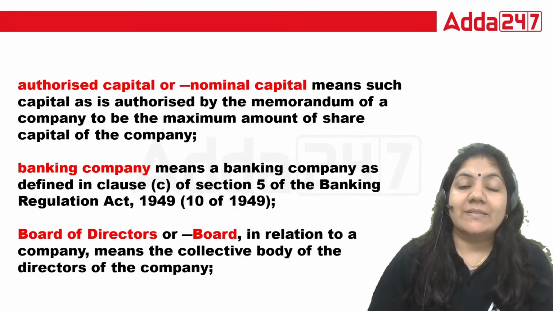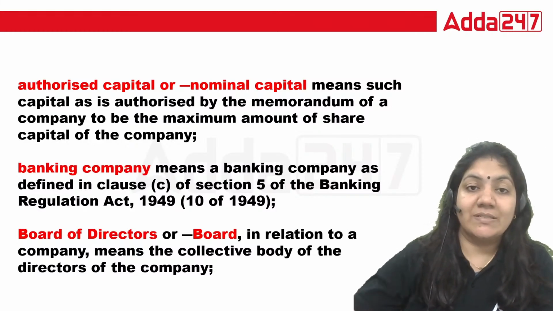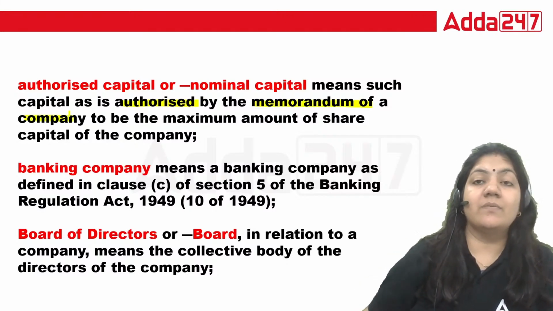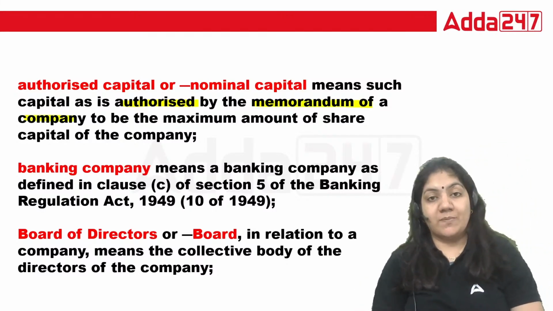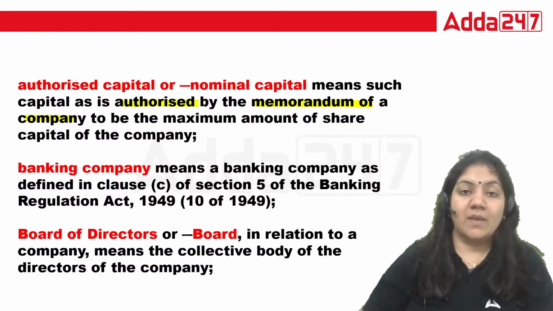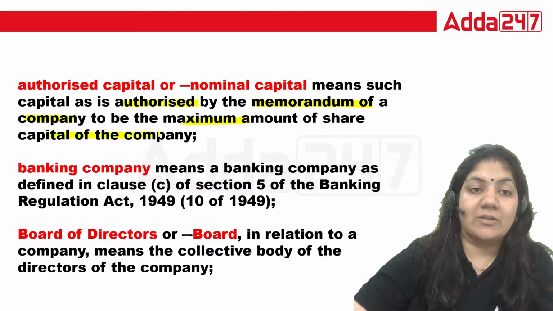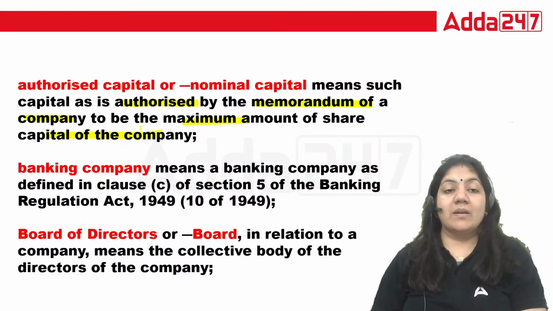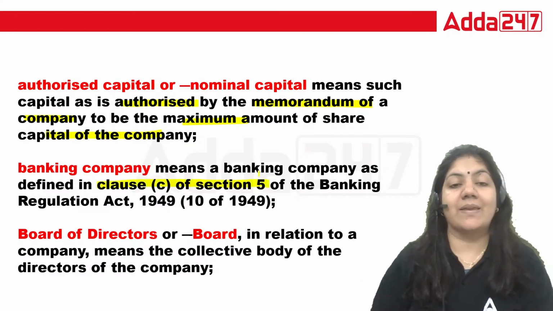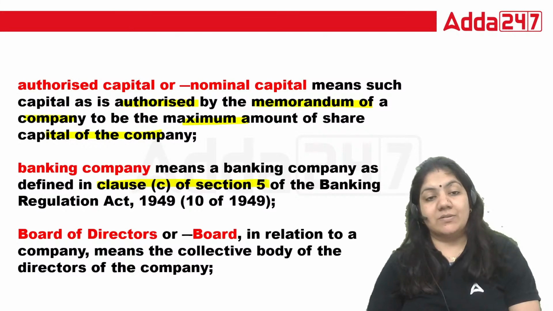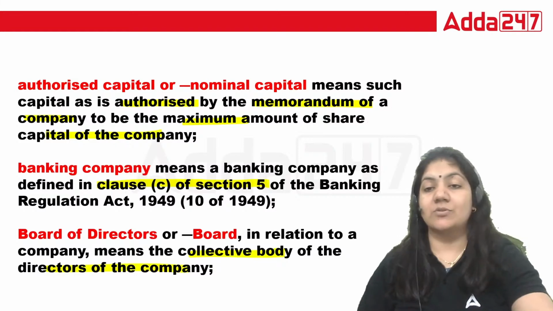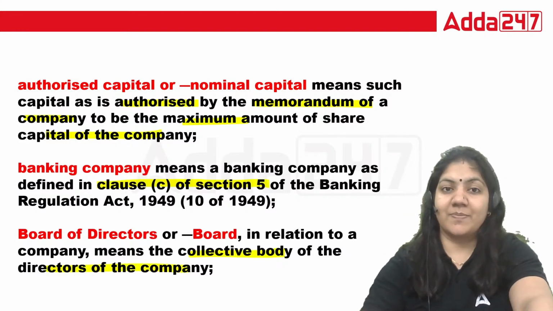What is authorized capital or nominal capital? It is the capital authorized by the memorandum of a company. Memorandum is the important document. Whatever is written there is called authorized capital, that is the maximum amount of share capital of the company. Banking company: you have to just learn Section 5 clause C. Board of director: basically the collective body of directors is called board of directors. That is important. Yes, class.